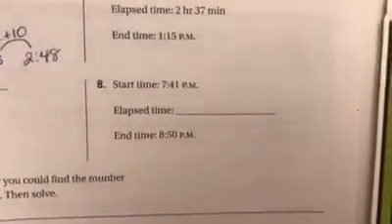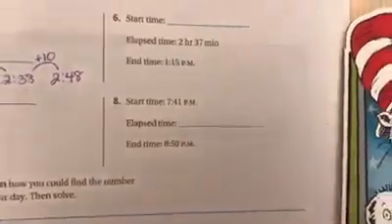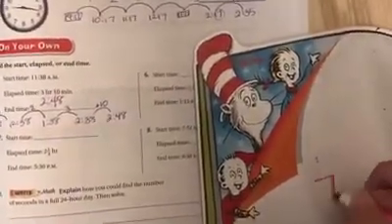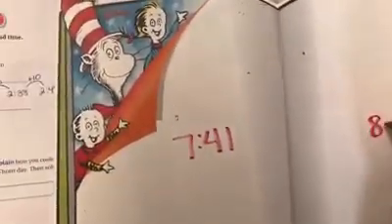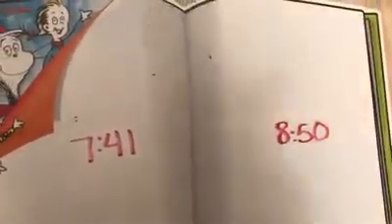Now, the other type of problem you can solve is this one, where we have a start time and end time, and we have to figure out how much time went by. So let me erase my board. And when we have our start time of 7:41, and I want to get to 8:50. Now, I've got to figure out how to get there.